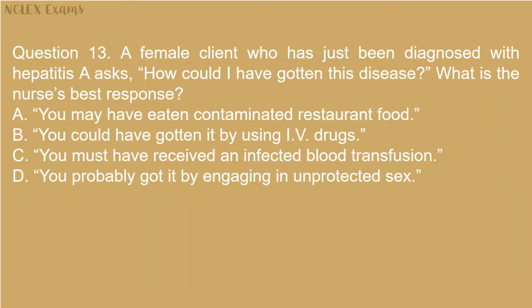Question 13. A female client who has just been diagnosed with hepatitis A asks, "How could I have gotten this disease?" What is the nurse's best response? A. You may have eaten contaminated restaurant food. B. You could have gotten it by using IV drugs. C. You must have received an infected blood transfusion. D. You probably got it by engaging in unprotected sex.